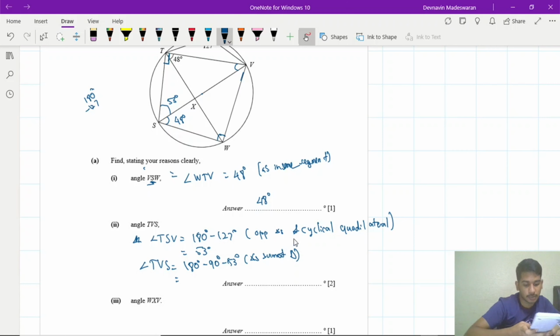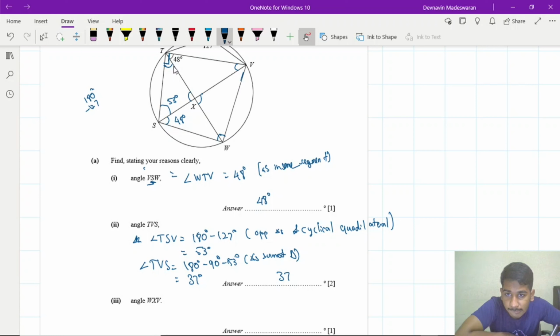So it's going to be 90 degrees minus 53, 37. Find angle WXV. This thing. We can use vertically opposite angles to get this. How does that help? We know this is 90 degrees, so we know this one.